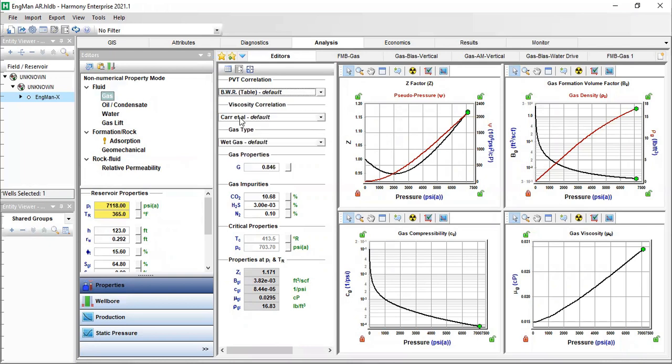The viscosity correlation, I use Carr-Kobayashi-Burrows. The gas type, wet gas. Gas property, I input it here. Okay. Gas impurities, I have CO2, 10.68%. I have H2S. I don't have nitrogen. Critical temperature and critical pressure will be calculated.